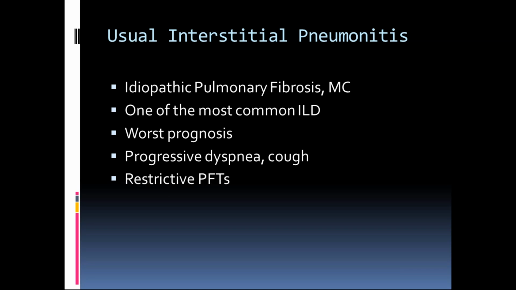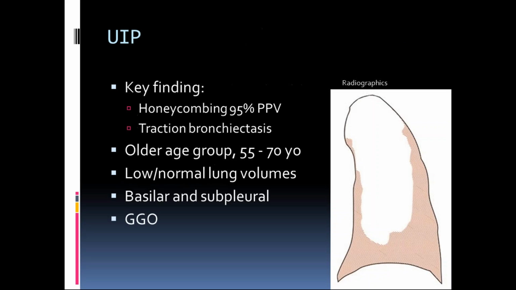So jumping into this a little bit deeper, you can see the history there, progressive dyspnea and cough with restrictive PFTs. So what does it look like? The key finding is going to be the honeycombing. You have a 95% positive predictive value if you see the honeycombing. We'll talk a little bit later about that 5% with another entity, but more often than not, as you can see, 95%. If you see that honeycombing, you've got pretty much a slam dunk UIP.